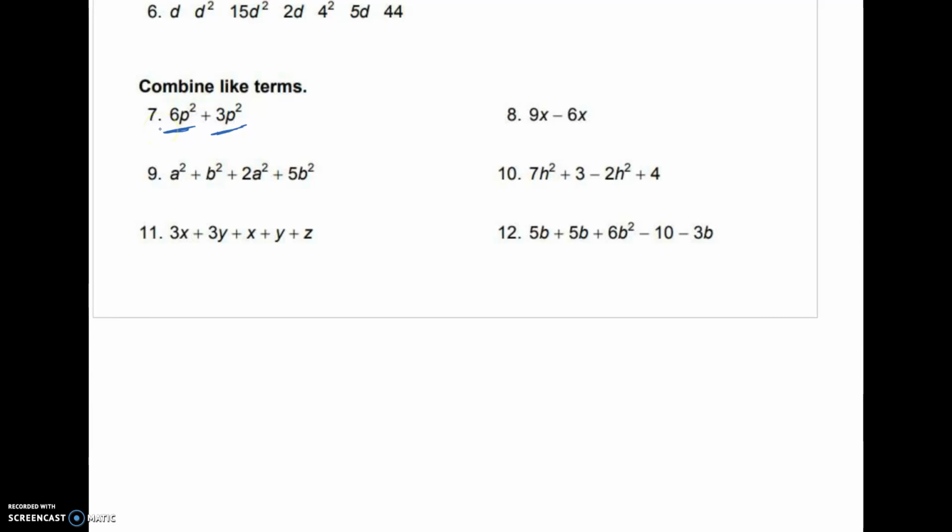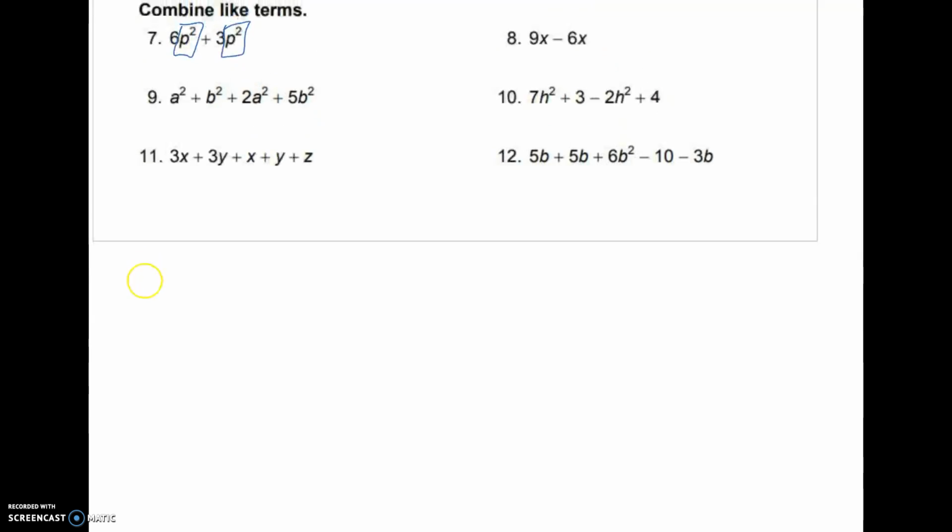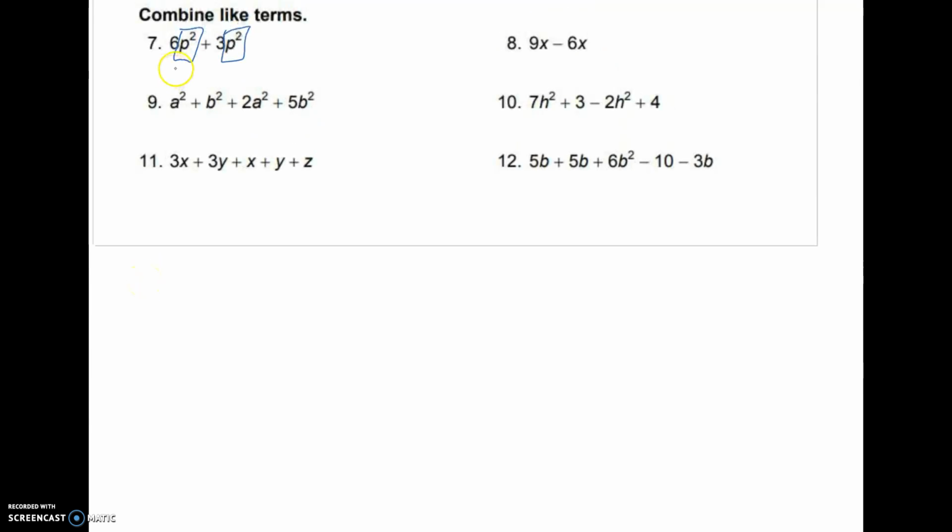So think of it in terms of how many p squareds are there. How many p squared do we have? Well, over here we have 6 of them. Over here we have 3 of them. If we combine 6 and 3, like normal addition, we would get 9. So we have 9 p squareds, and that's our answer. We're not trying to find out what p is. We're just trying to find out how many p squareds we have.